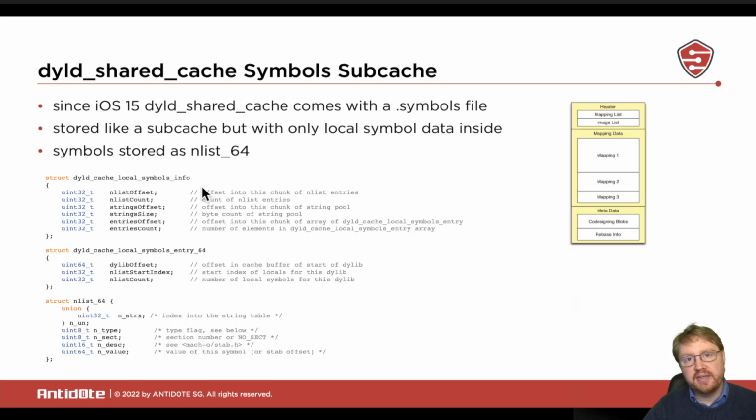They get stored inside this structure here, and you have an nlist64 type, which is defined like this. You then have information about all these symbols in all the images and so on. This is very nice for understanding when stuff crashes, for example. You can very easily symbolize addresses inside the shared cache from this giant symbols file.